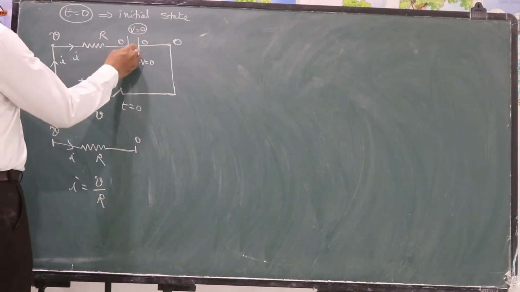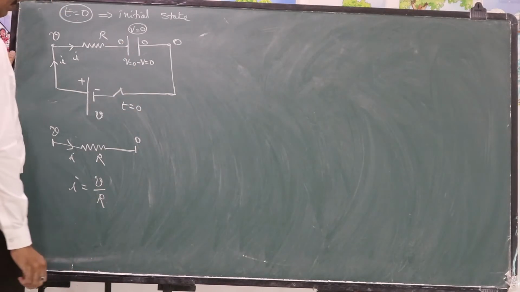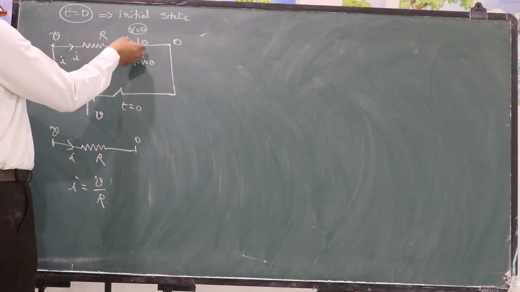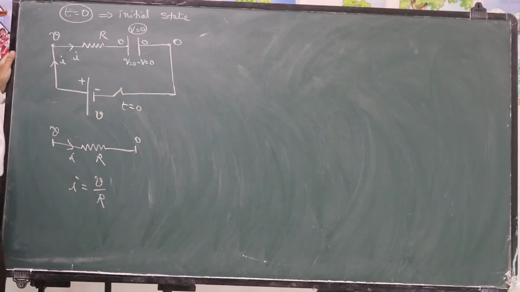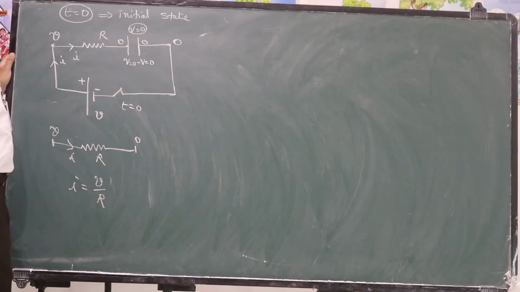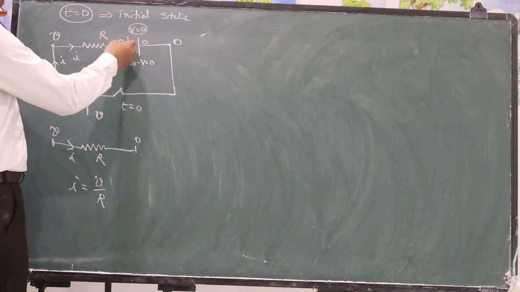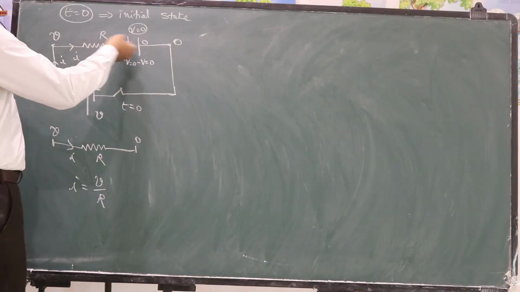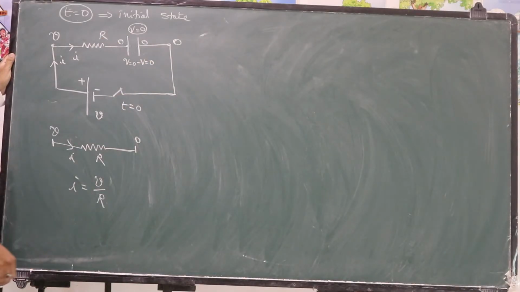No charge is stored inside the capacitor. That's why whether the capacitor is present here or absent here, it doesn't matter. So you can short circuit it. You can directly join with a wire, as both are at the same potential. You can join with a wire. So the capacitor is said to be in short circuited position.